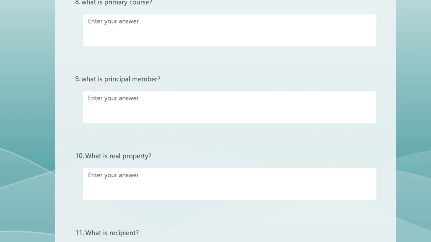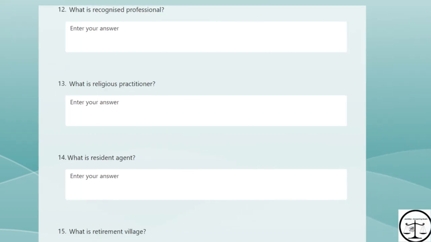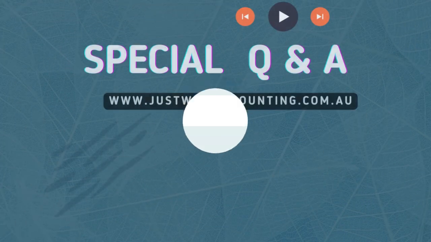10. What is real property? 11. What is recipient? 12. What is recognized professional? 13. What is religious practitioner? 14. What is resident agent? 15. What is retirement village?